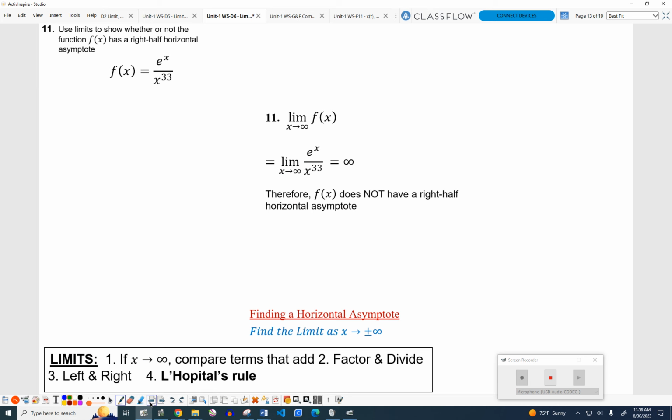So 12 was the idea that if the bottom goes a lot faster than the top, then overall the trend will be towards 0. If the opposite is true, the trend is towards either positive or negative infinity, depending on where the sign is. So if it's ever like that, there's automatically no asymptote. So here, we have to be a little careful.